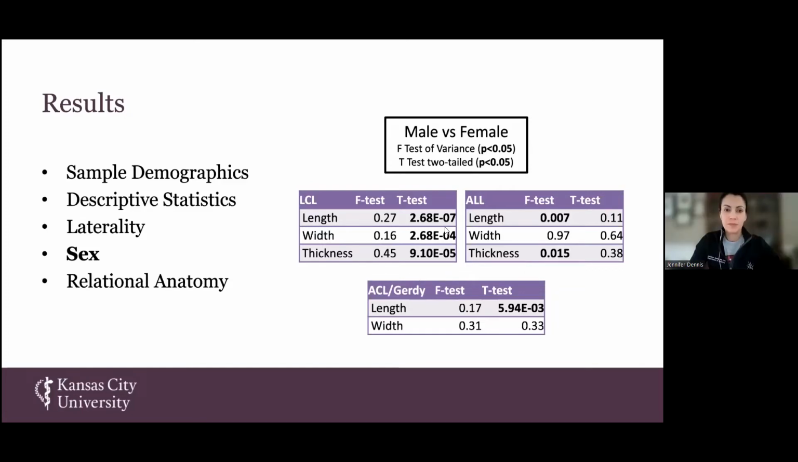And here we can see the results of those t-tests. So basically the significant ones were everything for the LCL, the length, width, and thickness were all significantly larger for the males as opposed to the females, and also the length of the ACL as well.